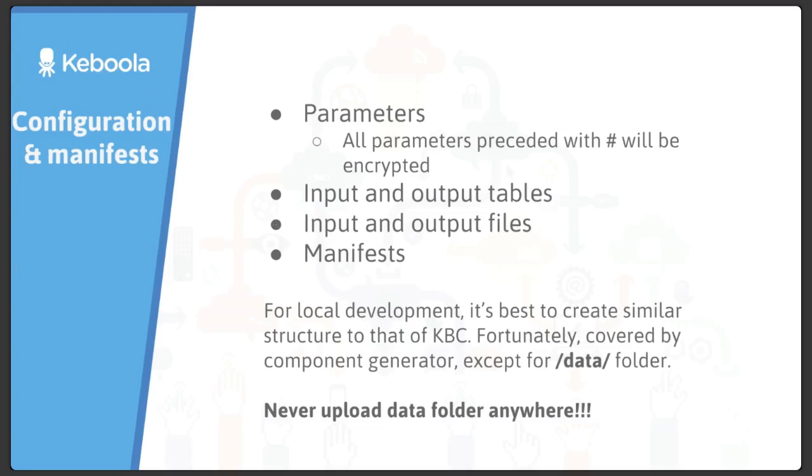So how do we get the parameters and input tables into our component? Well, first things first, we'll have to rewrite a component so that it actually does something. Currently, our component just prints a hello world from Python message, which is not very useful. So we'll do that at a bit later date. First, I would like to introduce the concept of parameters, input tables and input files, and output tables and output files and manifests.